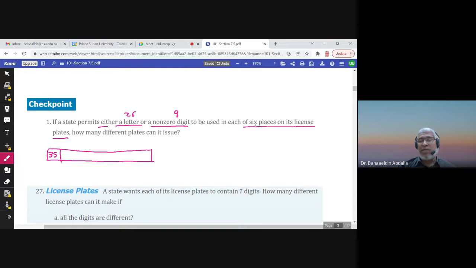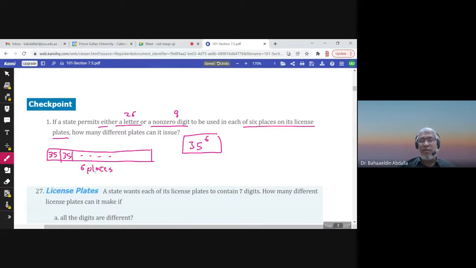Okay, how many places are there? 6. What about the second place? Also, I have 35 possibilities, and so on. So how many different plates can it issue? It can issue 35 to the power 6. 35 times 35 times 35, 6 places.